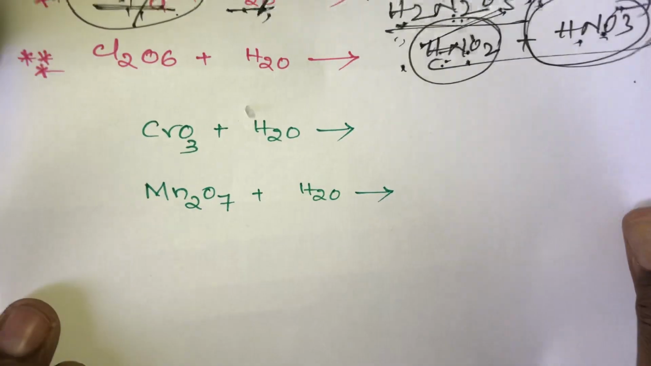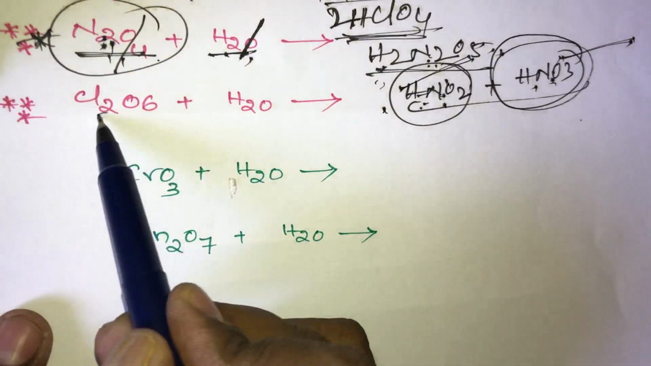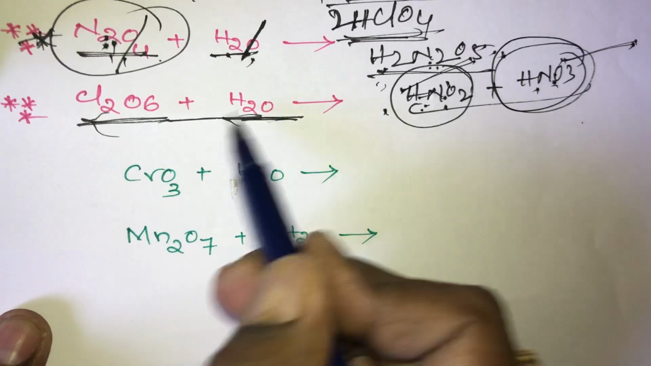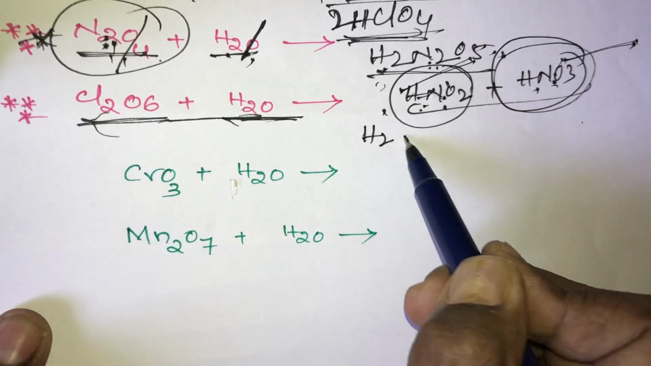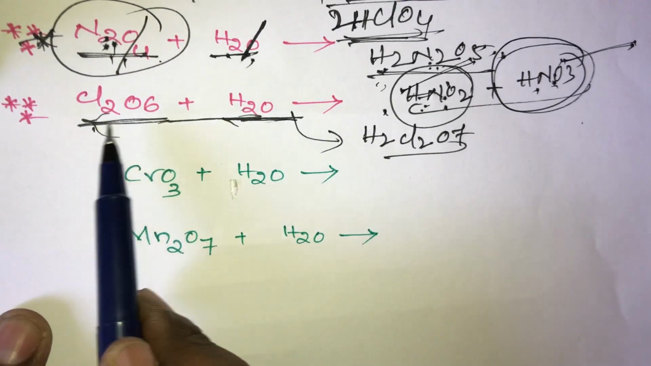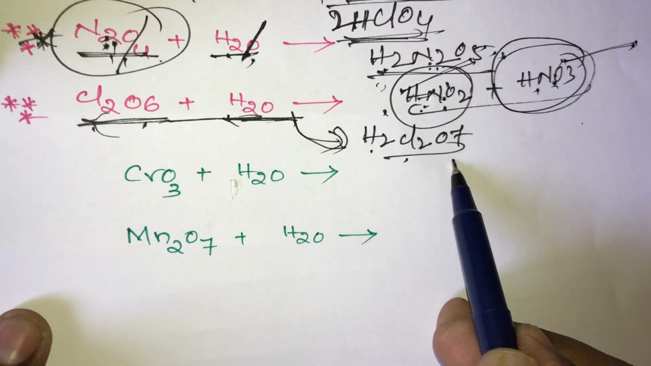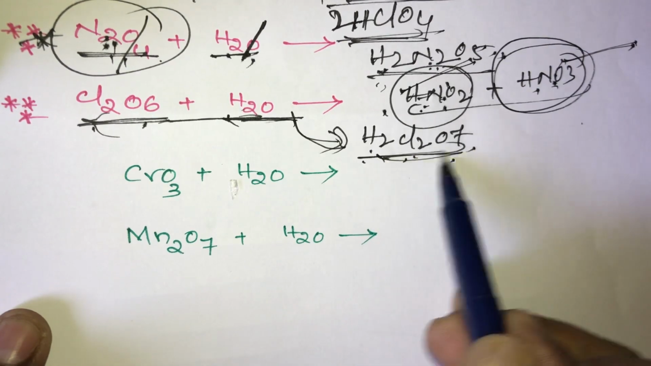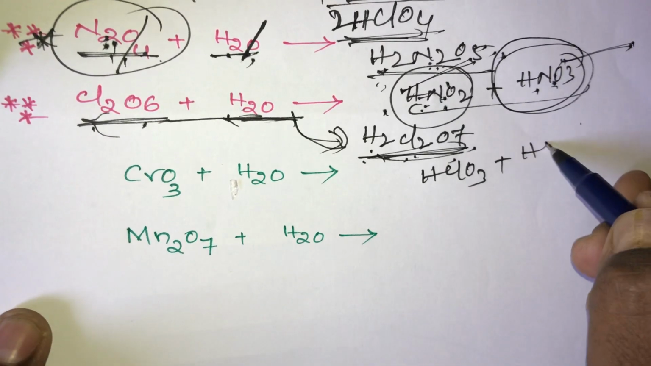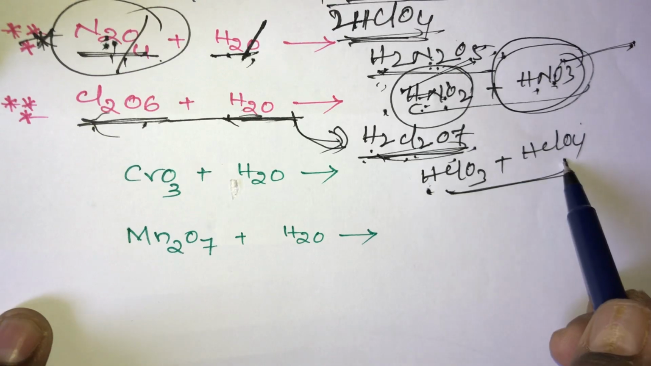And another equation: when Cl2O6 dissolves in water, write the equation. Cl2O6 plus water forms H2Cl2O7. For H2Cl2O7 we can write the average reaction, that is one is HClO3 plus another one is HClO4. It is balanced. See, one is HClO3, another one is HClO4.